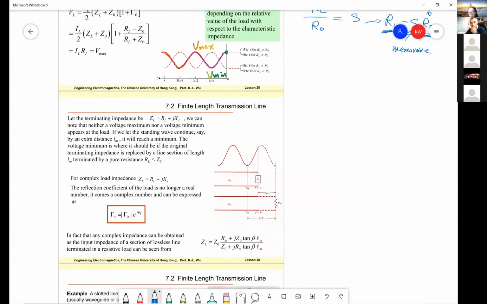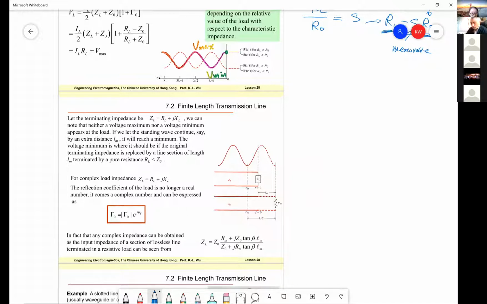Now let's look at the very common problem. These two slides, if you understand them well, you should get at least 20% of the mark.